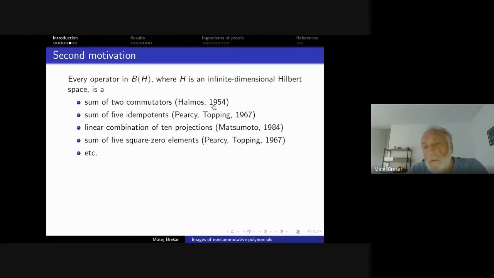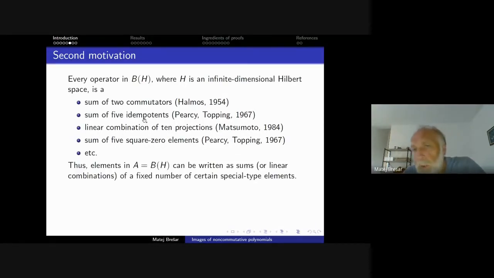This is the famous Halmos result. By the way, it is not necessarily a commutator. For example, it's easy to see that the identity is never a commutator, but every operator is a sum of two commutators. It's also a sum of five idempotents, 10 projections, 5 square zero elements, and there are many results of this kind. All these results usually have some successors, for more general algebras, and also some predecessors, so that maybe the first versions of these results did not achieve these numbers 2, 5, 10. I think that maybe these numbers are the best possible.